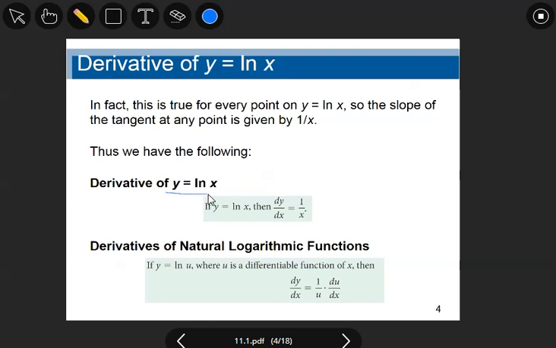If y is equal to ln x, then the derivative is equal to 1 over x. So if we differentiate ln x with respect to x, it becomes 1 over x. And secondly, if y is equal to ln u, where u is a differentiable function of x, then dy over dx is equal to 1 over u times du over dx. The specialty here is that we have used the chain rule. First we differentiate ln u with respect to u, then it becomes 1 over u. After that we differentiate u with respect to x, so it is du over dx. You have to use these two formulas for future calculations.